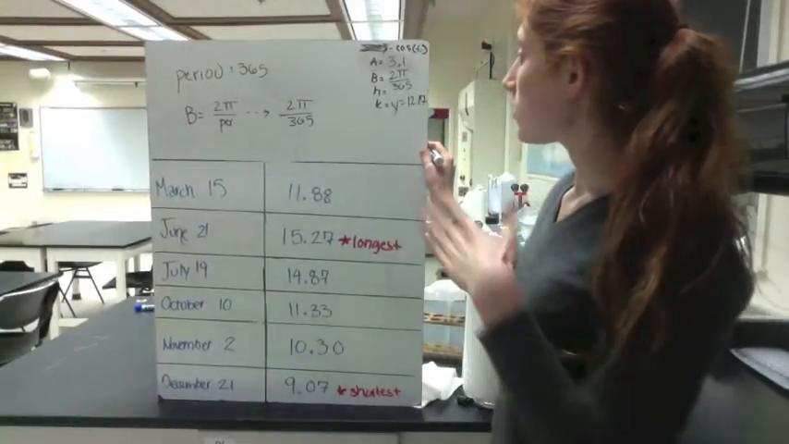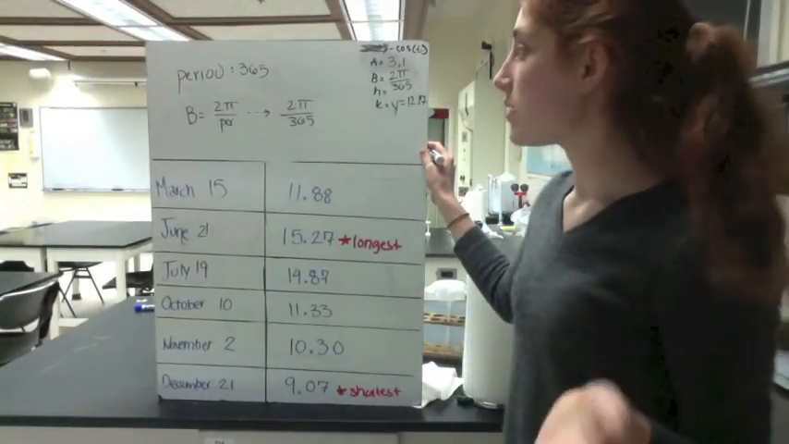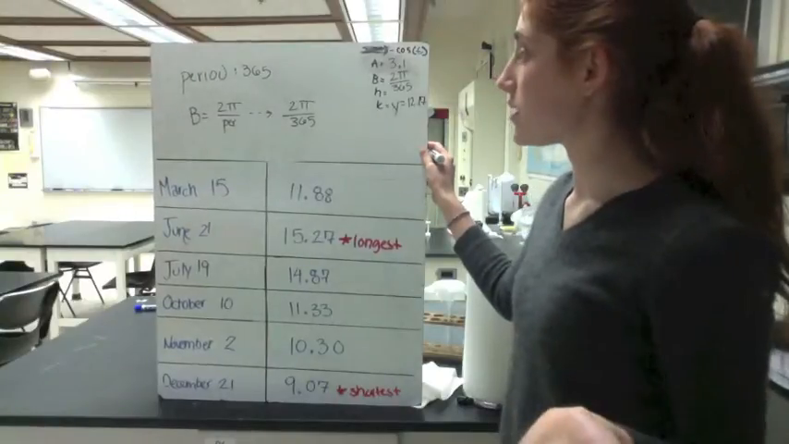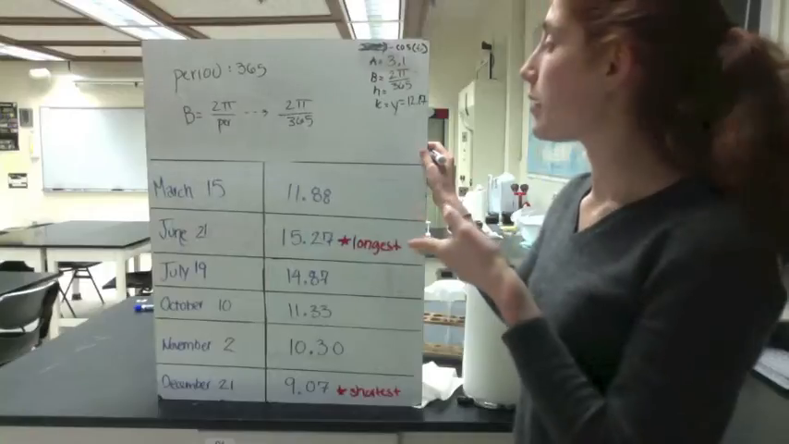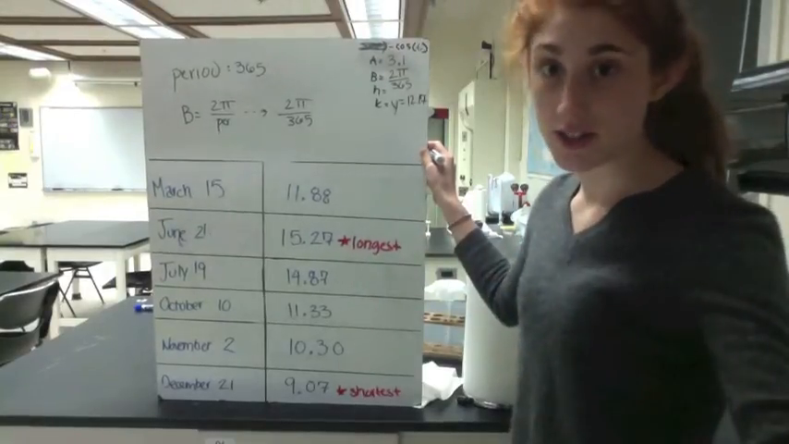Now we will look for b, which has to do with the period. And we know the period is 1 year, or 365 days. And to get b, we do 2 pi over the period, so it becomes 2 pi over 365.